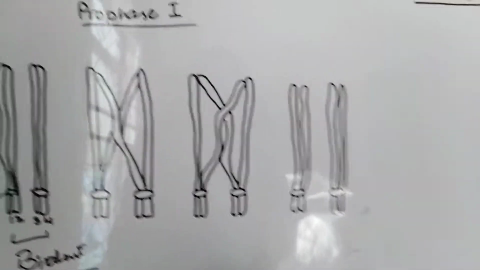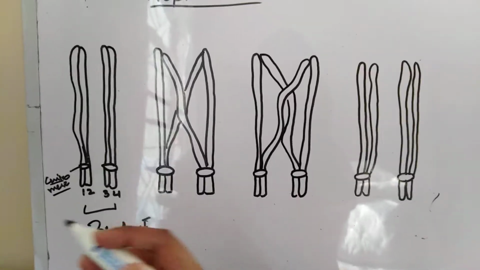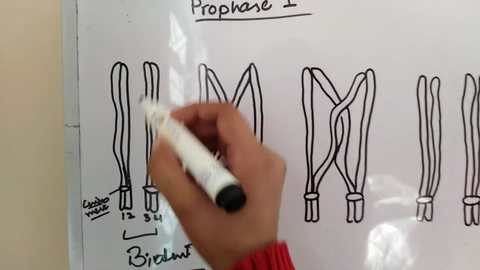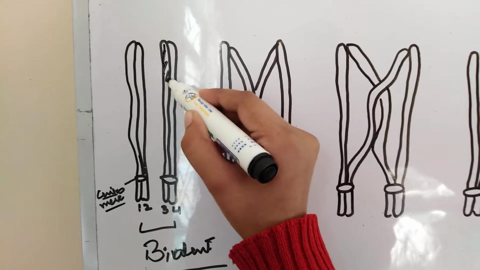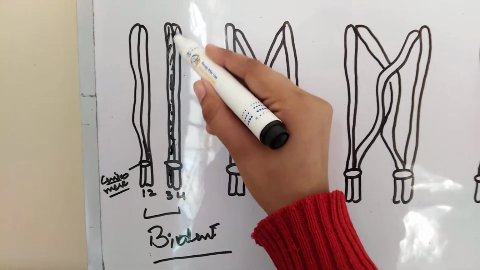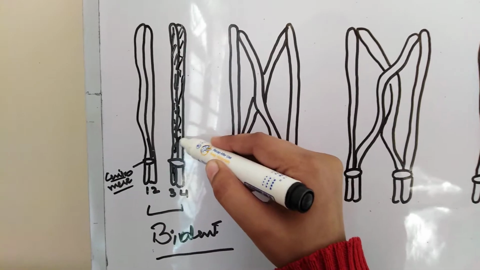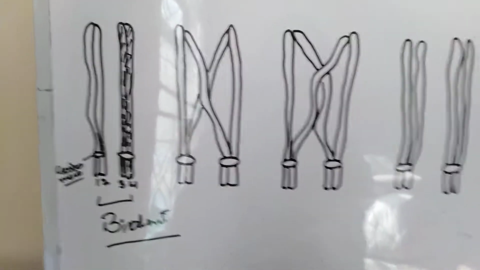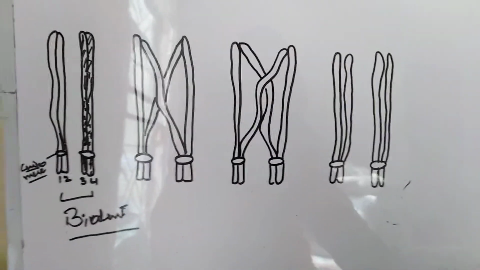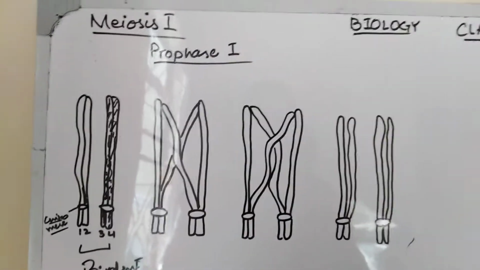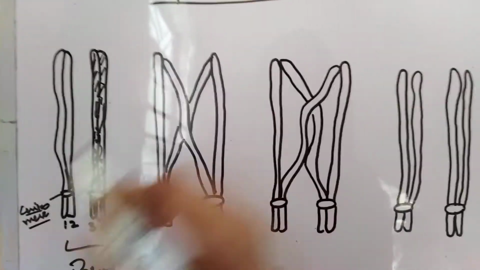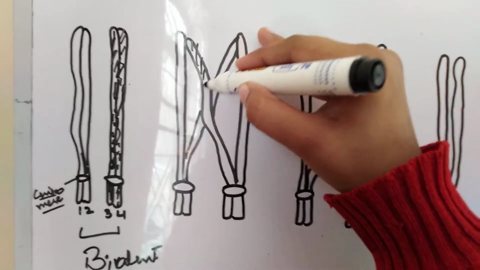So for differentiation and for a better understanding of the concept, I am going to create a difference between these 2 bivalents. I will make one bivalent shaded. Now I have created some difference, so you can easily understand the genetic recombination which will happen in the next step. This is known as a bivalent tetrad.